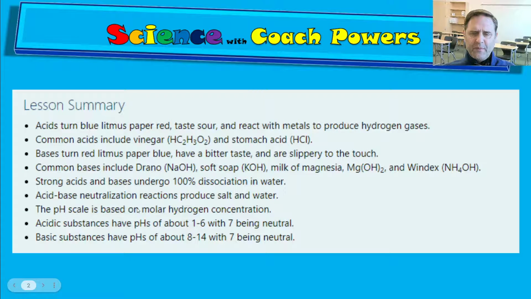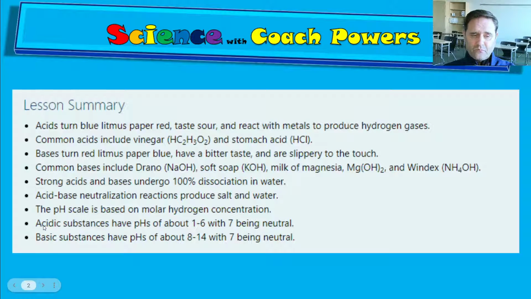The pH scale is based on molar hydrogen concentration. Okay, and there are ways to signify that with symbols. Brackets will give you concentration of. So p usually means concentration, and of course H is hydrogen. So concentration of hydrogen ions, molar hydrogen concentration. That's what that really stands for. You have pOH as well.